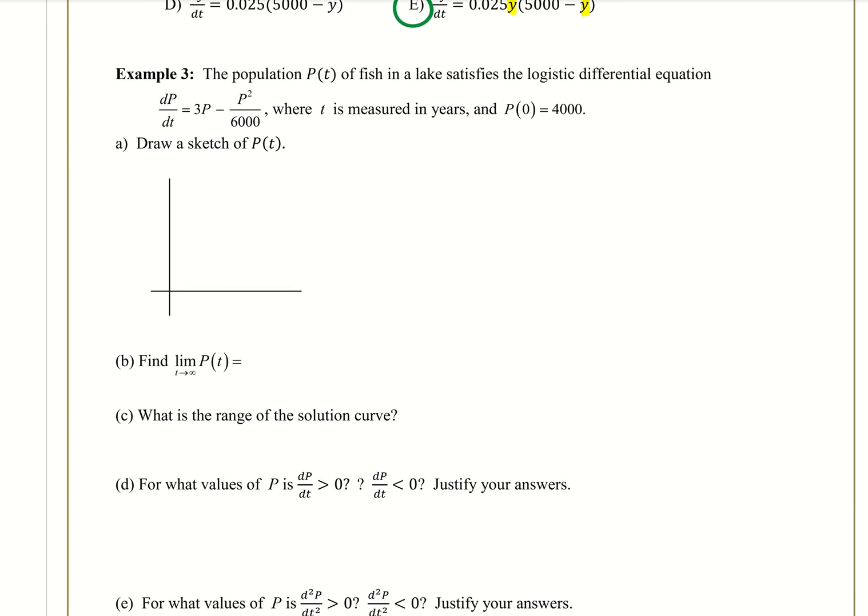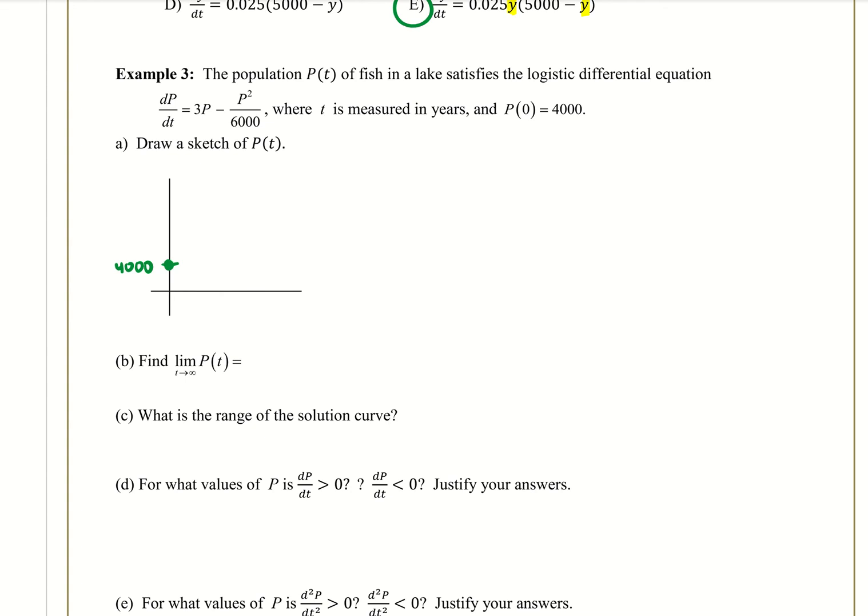So take a look at example 3. For this one, the population P of t of fish in a lake satisfies this differential equation that I've given you. Now, this is not in the normal form, which is maybe a little bit stressful for students. What we do know is P of 0 is 4,000. So we're starting out at a height of 4,000, wherever that is. I don't know exactly where that is, but that's our starting height.